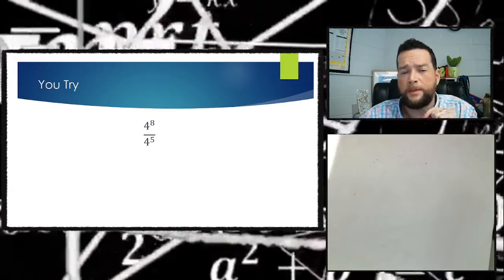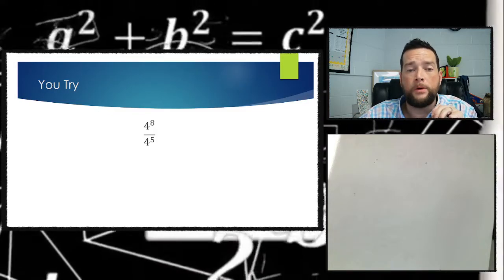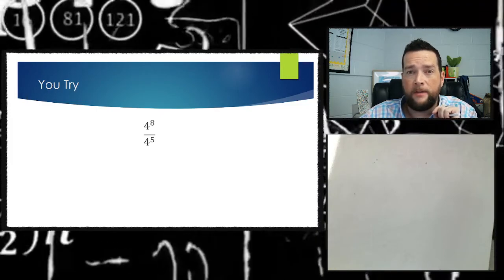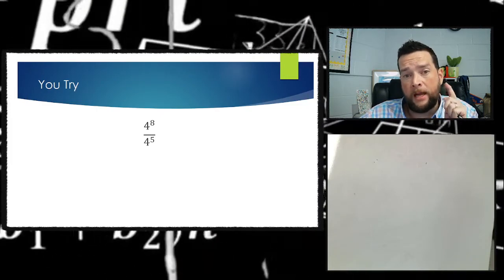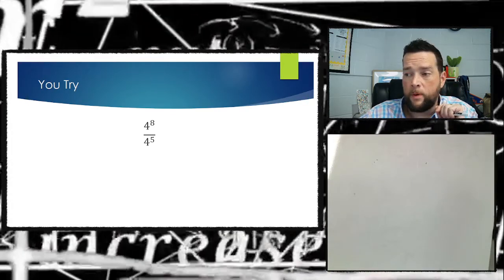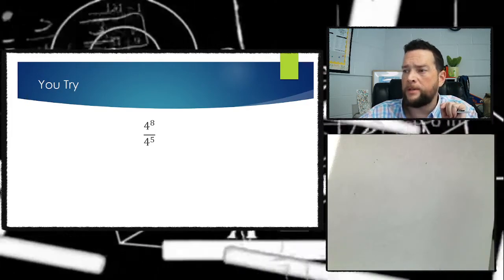So you try this one. You've got 4 to the power of 8 divided by 4 to the power of 5. So I see here that I'm dividing exponents with the same base. I want you to try this. Pause the video, try it, and then come back to see what the answer is.